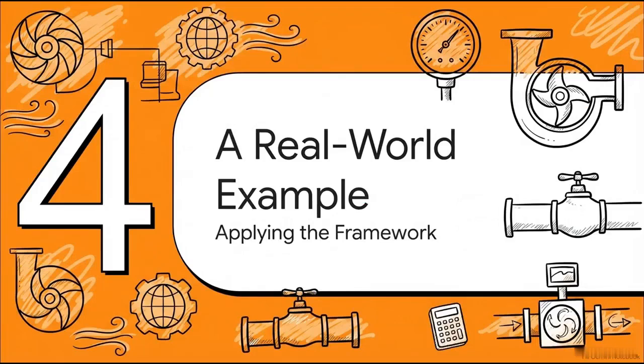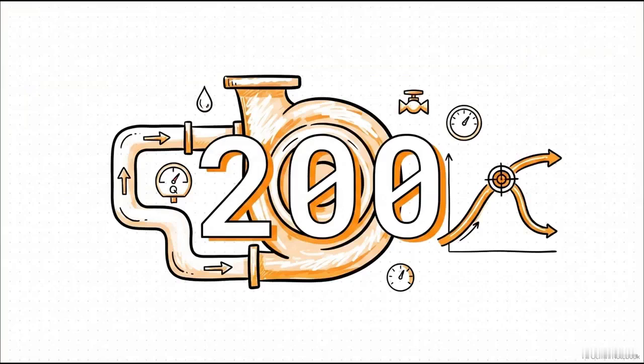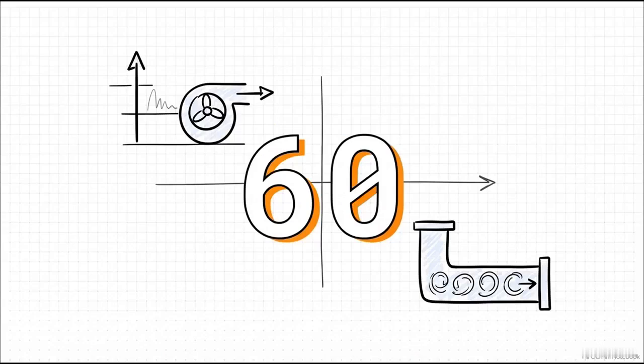Section 4, a real-world example. Let's pivot seamlessly and put these 5 steps to the test with some real engineering numbers. Imagine you're designing a brand new system. Step 1 says we need to know our requirements. Let's say our required flow rate, our Q, needs to be exactly 200 cubic meters per hour. That's our target speed. Now we add the second crucial piece of the puzzle. To overcome the friction and elevation in our particular piping system, our required head, RH, is 60 meters.